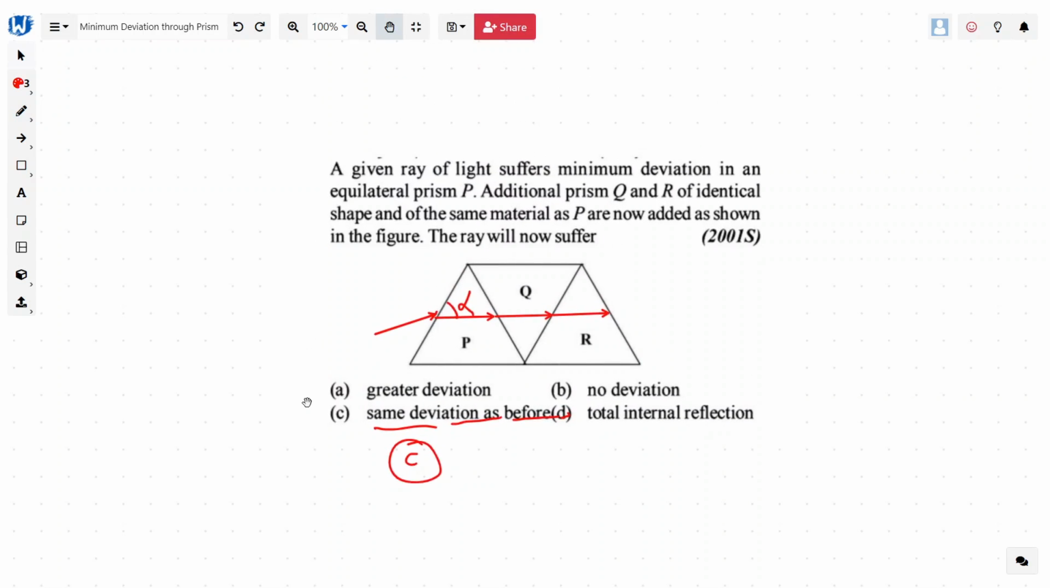So that was our problem set for finding deviation through a prism. This is a very important concept. Try and practice a few problems if you can find, or we'll provide them for you, and then you will be able to solve these problems which are quite often asked in exams. In the next video we'll be solving more problems on critical angle and total internal reflection. Until then, good luck and goodbye.